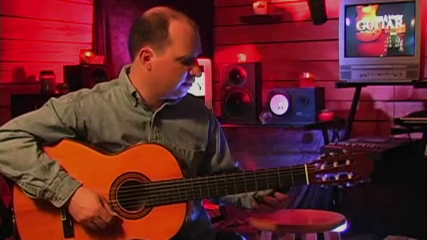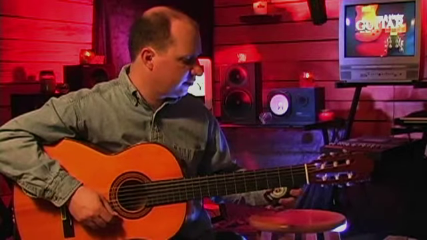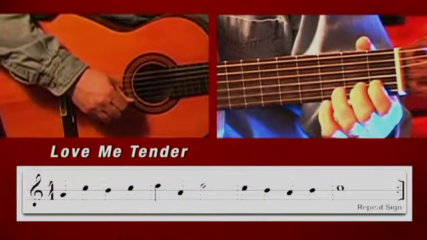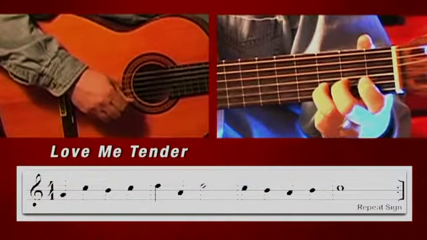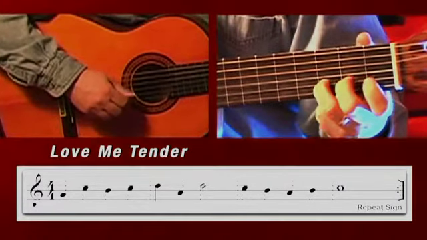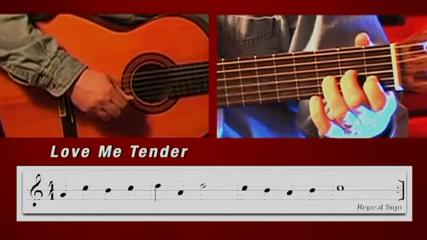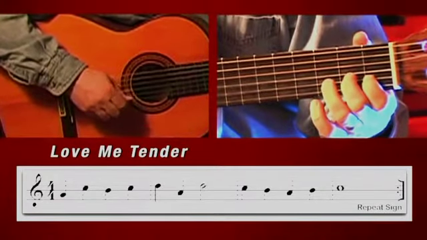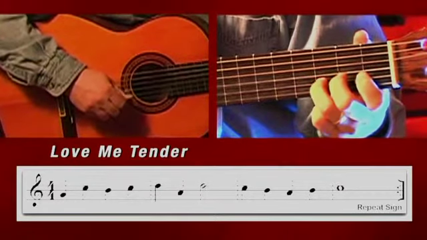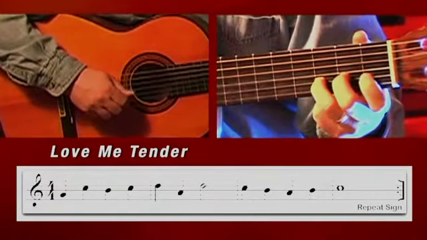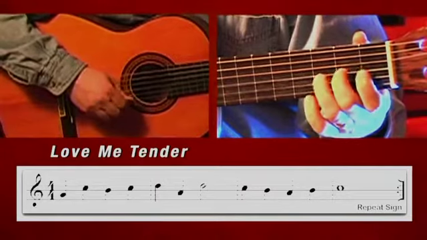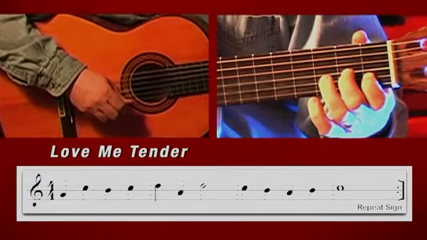Last one we need to do is Love Me Tender, or Aura Lee is the older name it was called. Let's put about right there. 1, 2, ready, go. Let's repeat this. Next line, ready, go.